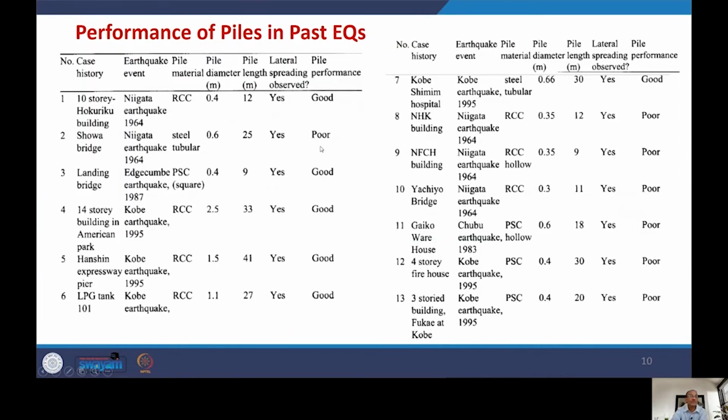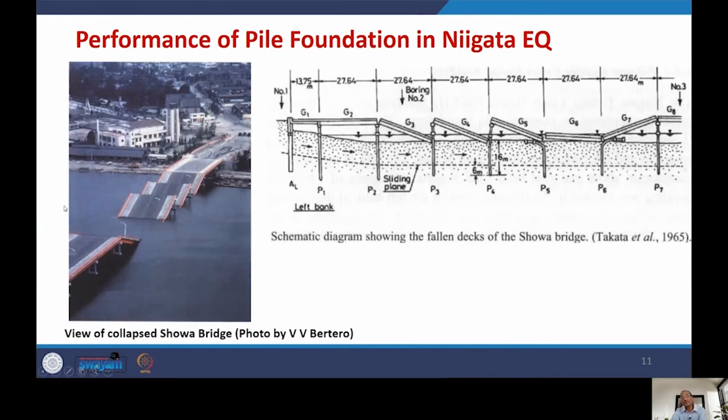Showa bridge, so the performance was poor in the second case. The pile diameter was 0.6 and pile length was 25 meters. So it was a 60 centimeter diameter pile, and the length was also quite high. 25 meters is quite good. So the performance of pile foundation during the Niigata earthquake for the Showa bridge was not good. It is poor performance. Continue with this.